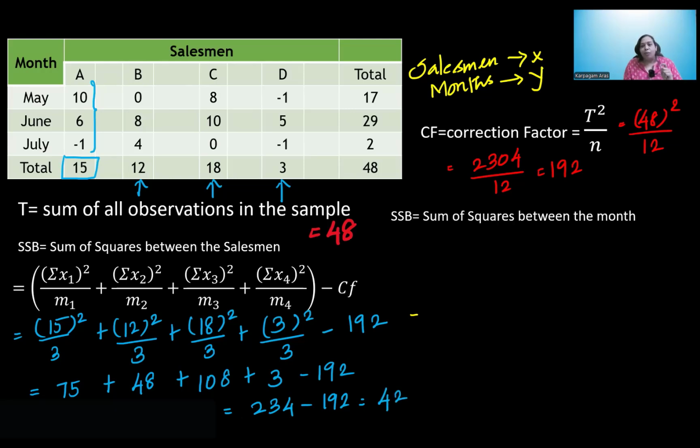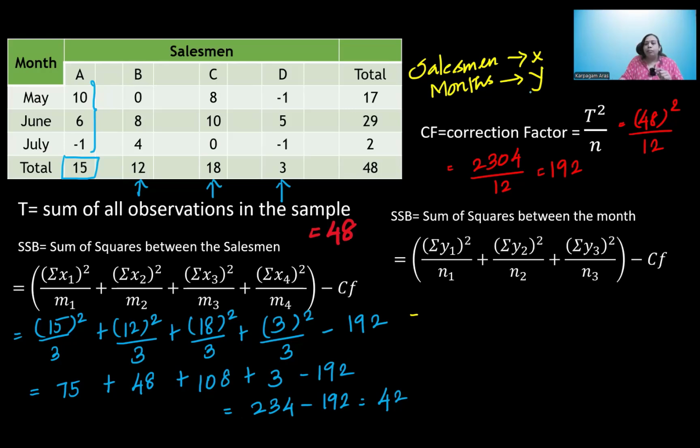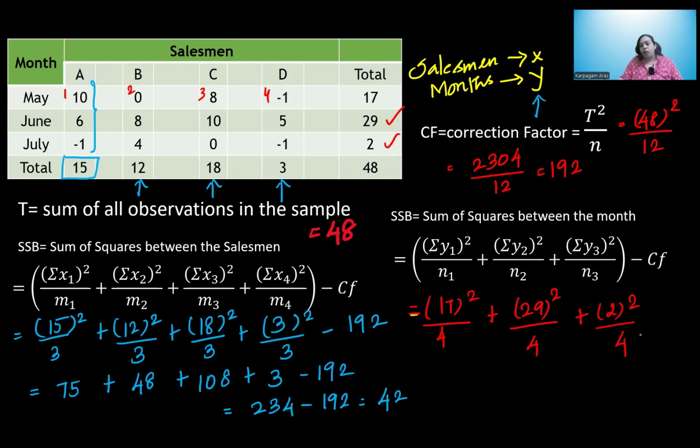Let's calculate the sum of squares between the months. Months we are denoting as Y. 17 raised to the power of 2 divided by how many samples are here for the month? 1, 2, 3, and then 4. Plus summation of Y2 is 29. 29 the whole square divided by 4, plus summation of Y3 is 2. 2 raised to the power of 2 upon 4, minus the correction factor of 192.